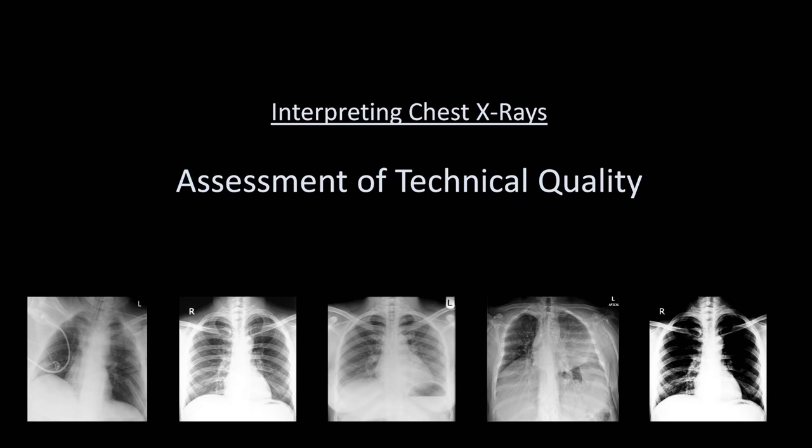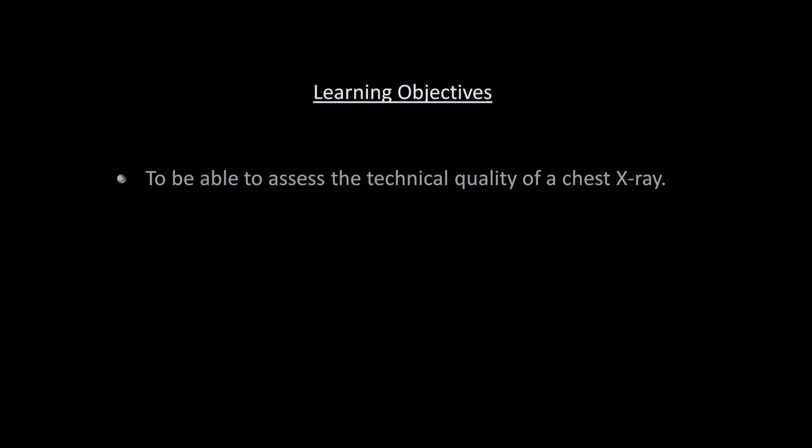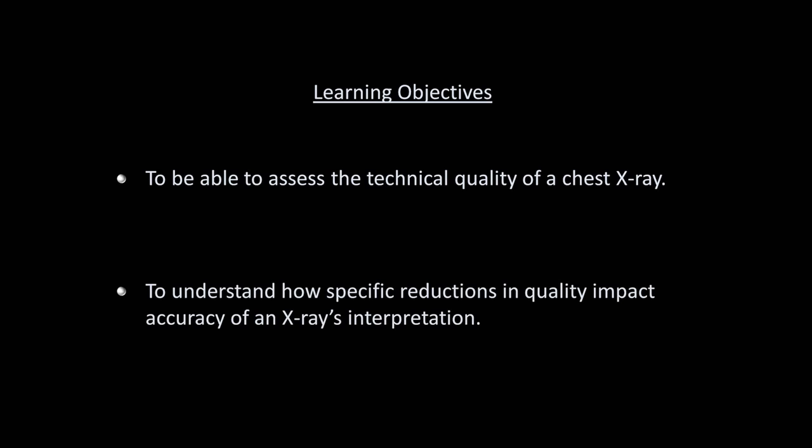This is the third video in this series on interpreting chest x-rays, and the topic is the assessment of an x-ray's technical quality. As you might guess, the learning objectives are first to be able to assess the technical quality of a chest x-ray, and second, to understand how specific reductions in quality impact accuracy of an x-ray's interpretation.